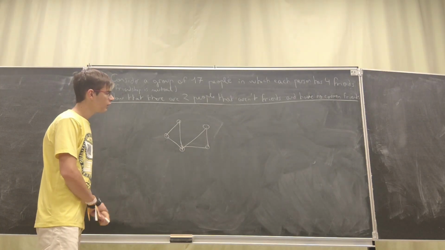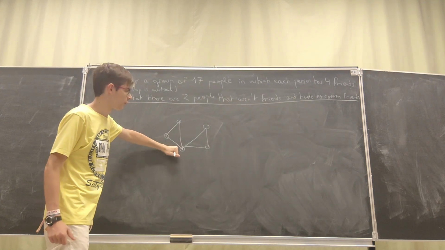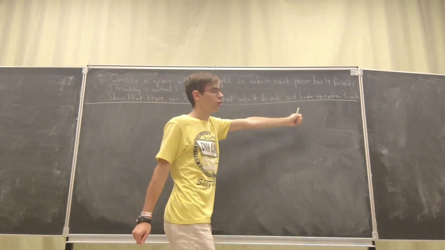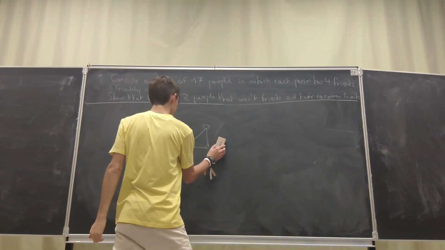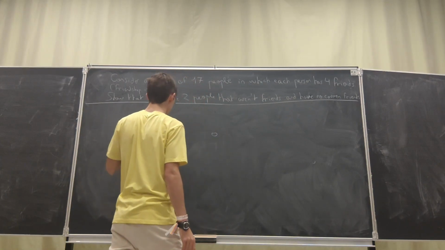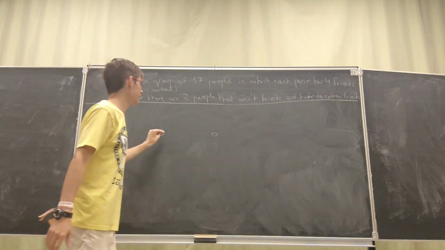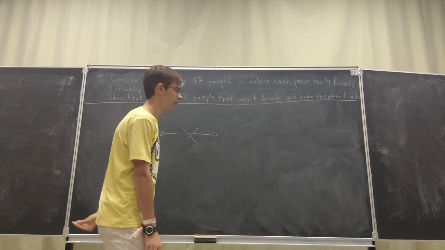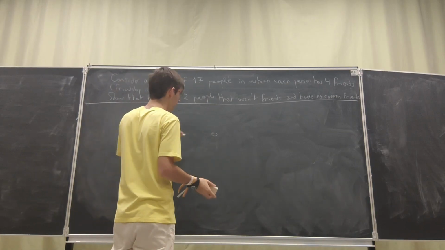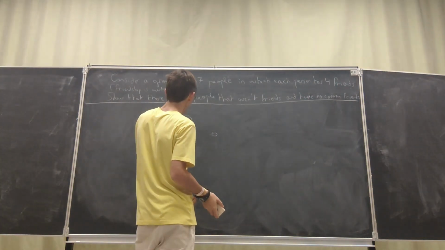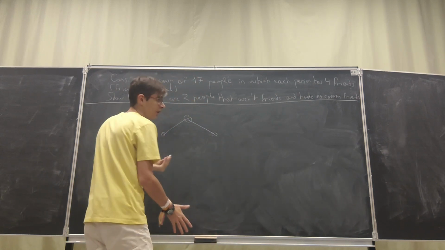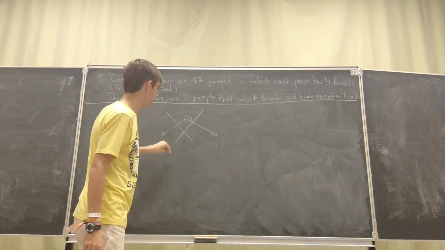Okay, so now in this situation, what does it mean in terms of graph to have 2 people that aren't friends and have no common friends? Well, let's take 2 such people. We know that they aren't friends, so we cannot have an edge like this. And we know that they have no common friends, which means that there cannot be a third vertex such that they are both adjacent to it. Okay, we cannot have this.